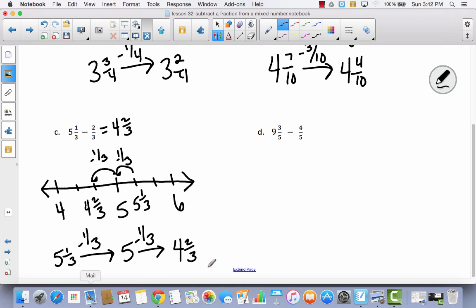Again, this is much faster. However, I had to know that when I took 1/3 away from this 5, that took me to 4 and 2/3. So this may not be something that you feel like you understand. And in that case, you're going to want to stick with the number line.